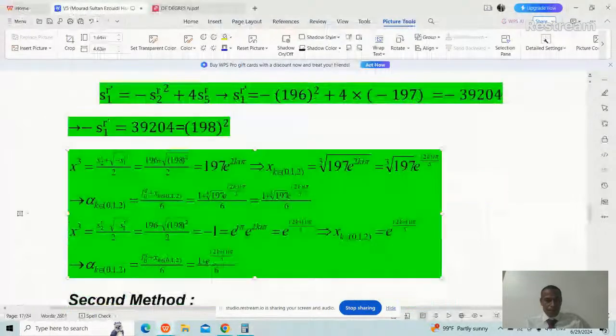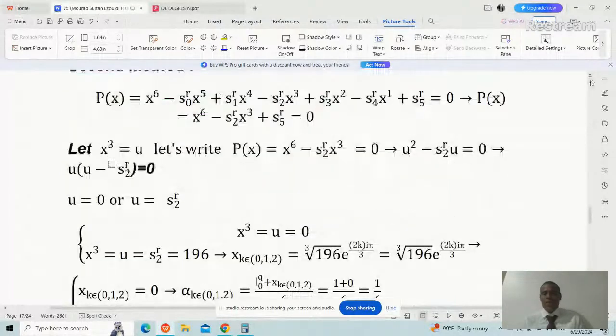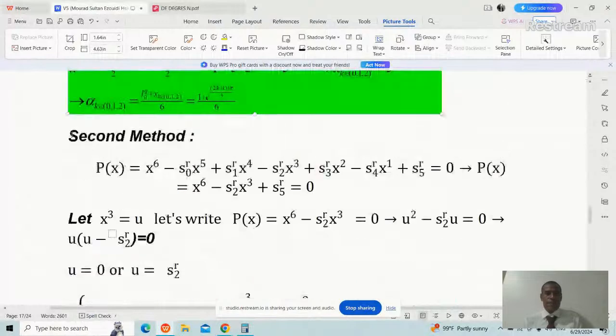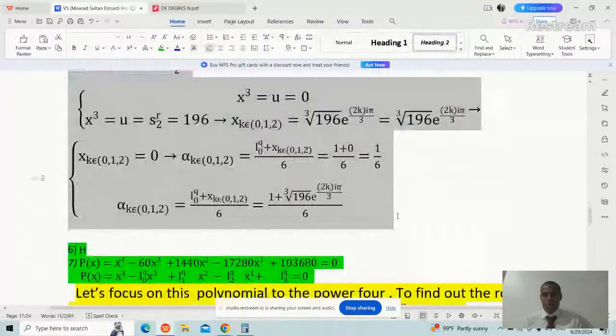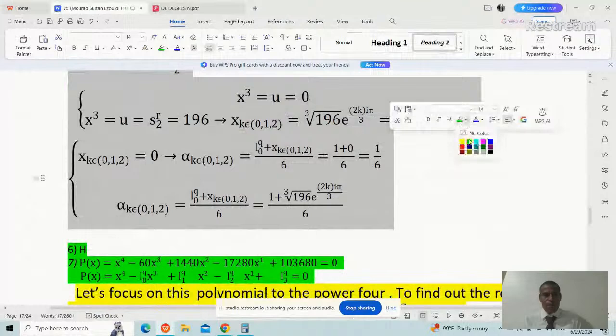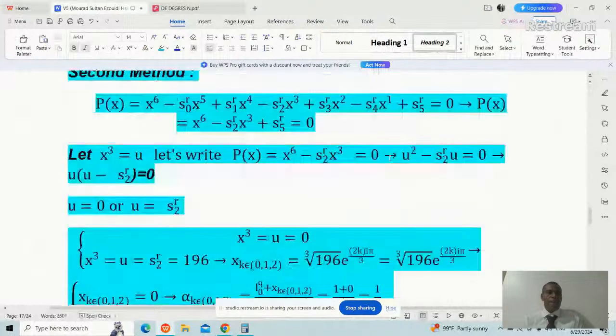Go down now. Let's see the first method. We can see the second method if it is possible, of course. The second method is this. I will make it blue. Blue, it's better. Therefore, this is the second method. We said that x cubed equals u. Therefore, p of x equals that.